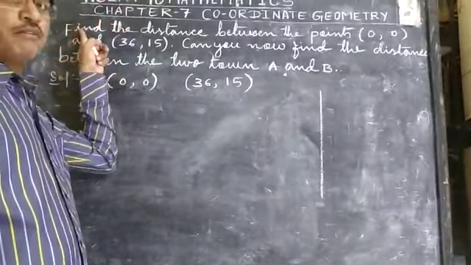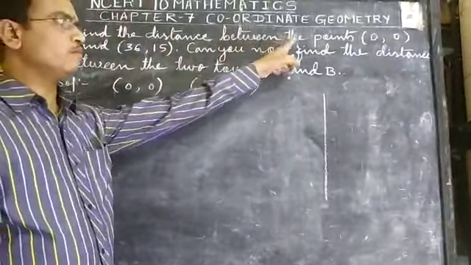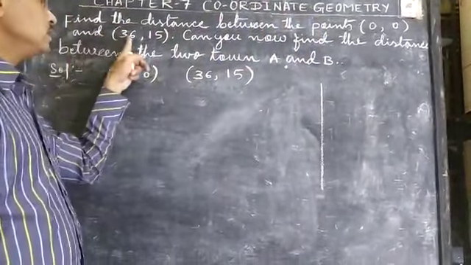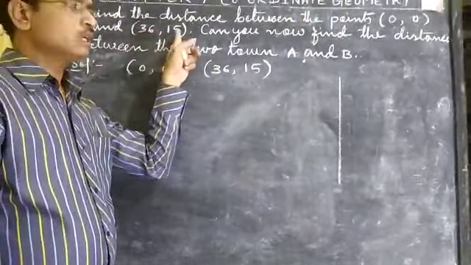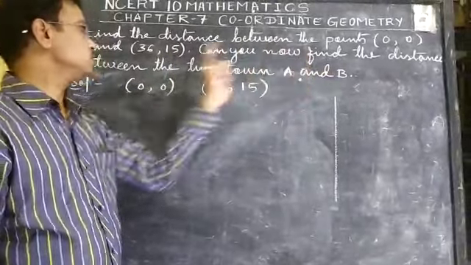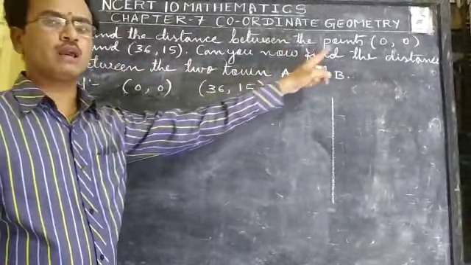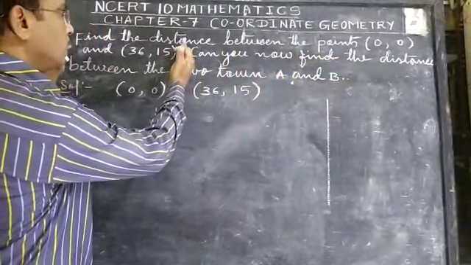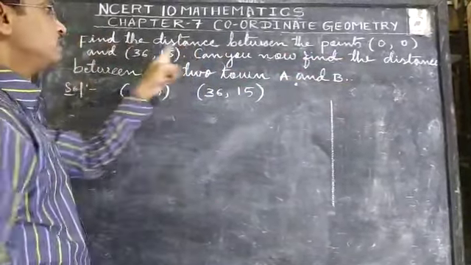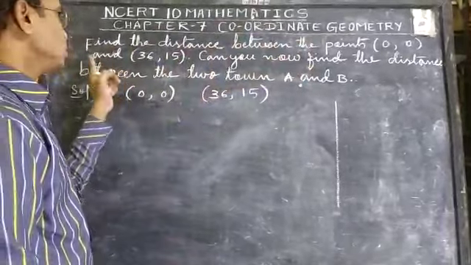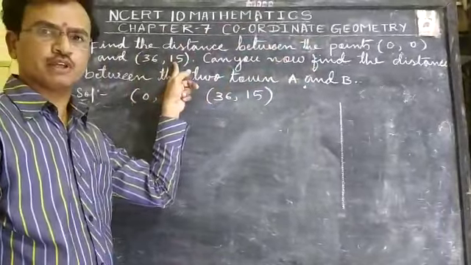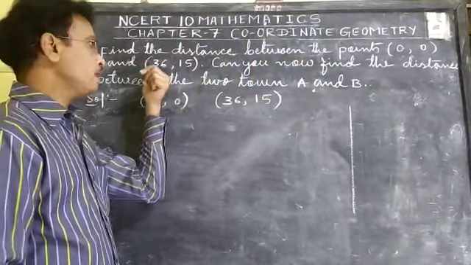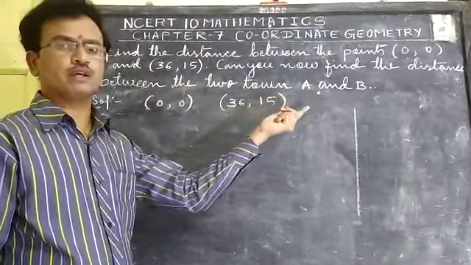Next, find the distance between the points 0, 0 and 36, 15. Can you now find the distance between the two towns A and B? So, first we have to take this part. Find the distance between the points 0, 0 and 36, 15. The first point given here is 0, 0. The second point is 36, 15.